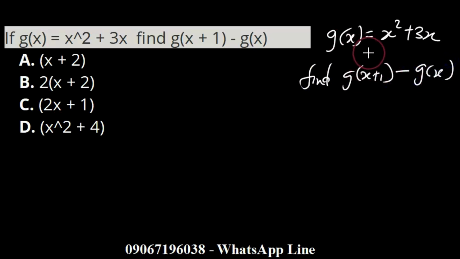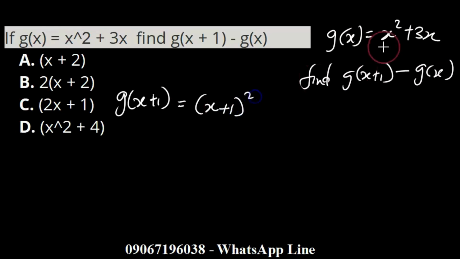So what we're going to do is that this is g of x. Wherever we see x, we're going to put x plus 1. So let's look for g of x plus 1. Wherever we say x, we put x plus 1, so this gives us x plus 1 squared plus 3, and wherever we see x, remember we're substituting with x plus 1. Right, so we solve this.